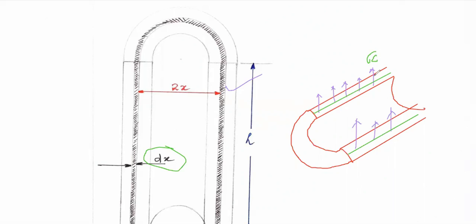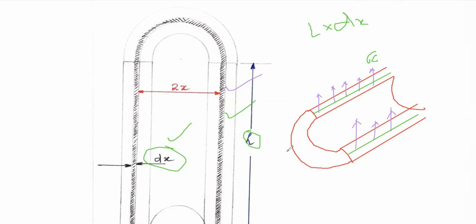It is acting on this strip. So the strip is rectangular in nature, as observed from this figure. What is the area of a rectangle? Length into breadth. So what is the length of the strip? The length of the strip is equal to L, into what is the thickness of the strip? Thickness of the strip is dx. So dx is the breadth, L is the length.